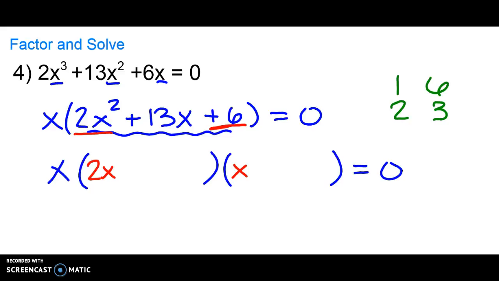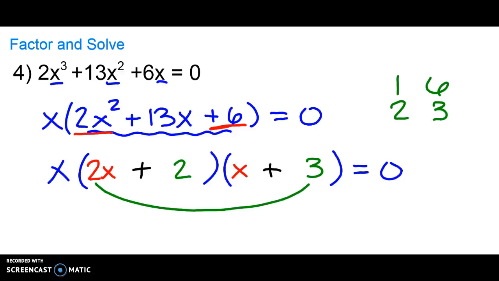Because everything is positive, I know that my factors are going to be positive. And so I'm going to try a 2 here and a 3 here, but I'm going to check that it actually works. So I'm going to check my loop. 2x times 3, 6x, 2 times x, 2x, that's going to give me 8x. Does that work? No, because I'm looking for 13. So I'm going to switch up.